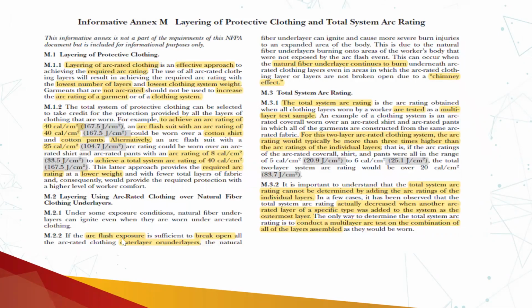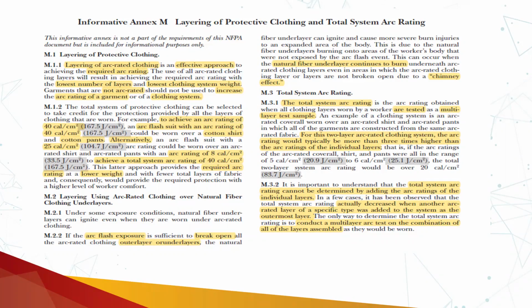So Annexure M talks about this layering concept. Why are we doing this layering? Because overall the clothing system weight will be reduced, and the wearer will be more relaxed to perform the job for a long duration of time. Layering of arc rated clothing is an effective approach to achieve the required arc rating. The use of all arc rated clothing in layers will result in achieving the required arc rating with the lowest number of layers and the lowest clothing system weight.